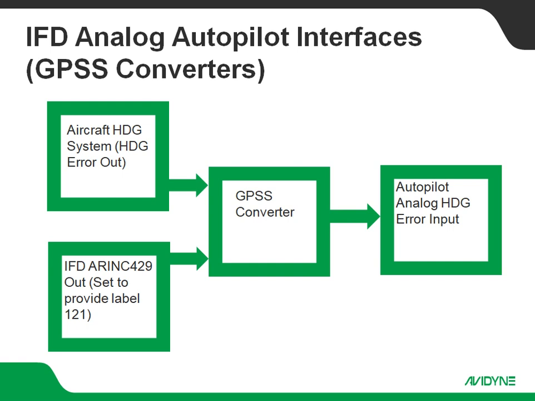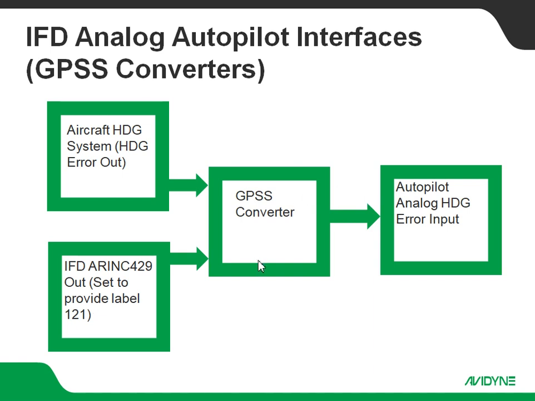When we add a GPSS converter, what we're essentially doing is adding another block where the aircraft heading error is going to come into the GPSS converter, as well as ARINC 429 coming from the IFD. Now that ARINC 429 you see down here can be any of the Gamma varieties. So if you've already got other stuff in the airplane that's using Gamma 429 graphics with intersections, you can just tap into that. That's fine.